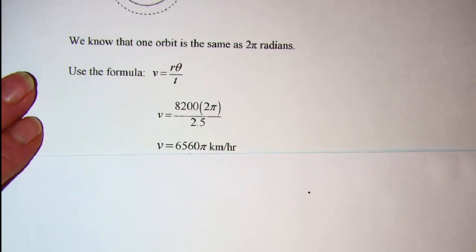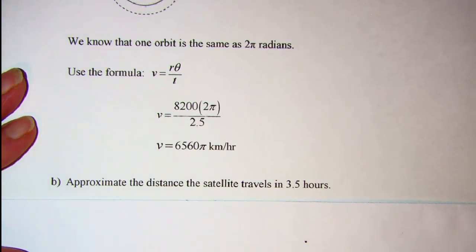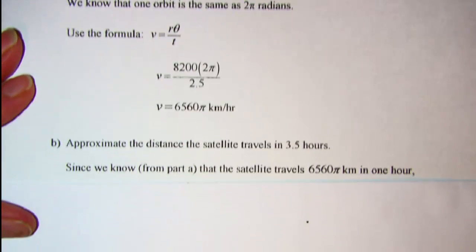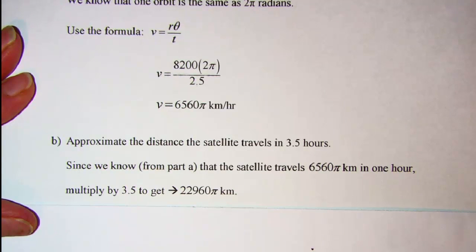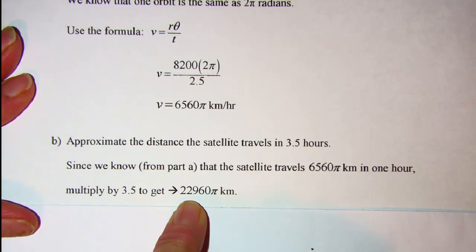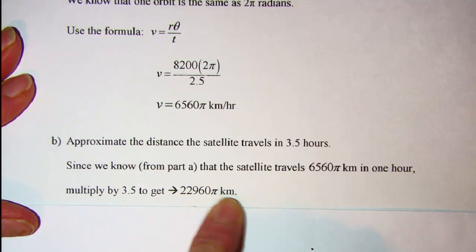The next part of the problem: we want to approximate the distance that the satellite travels in 3.5 hours. Since we know that the satellite travels 6,560 pi kilometers in 1 hour, we can just multiply by 3.5 to get a total distance of 22,960 times pi kilometers.